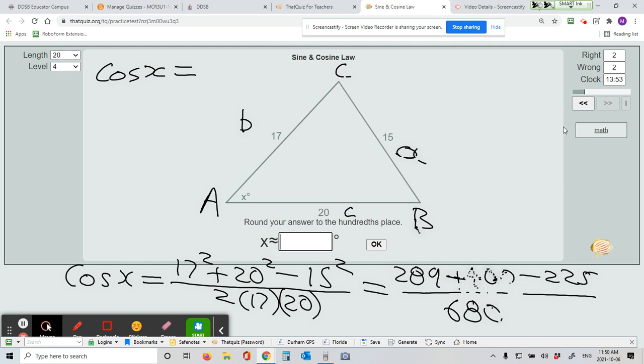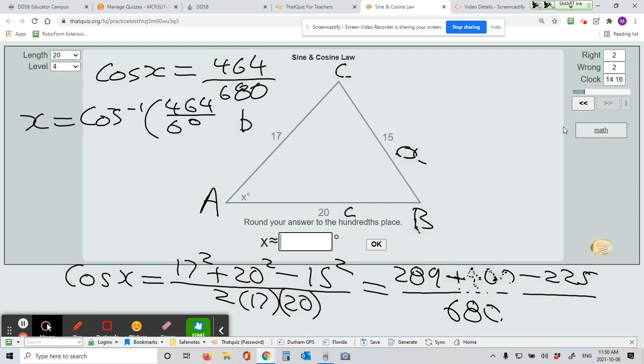464. And the bottom of this is 680. So what do I do now? How do I, yes, Wanya? We have to use the inverse. That's right. So x is equal to cosine to the minus 1 of 464 over 680.